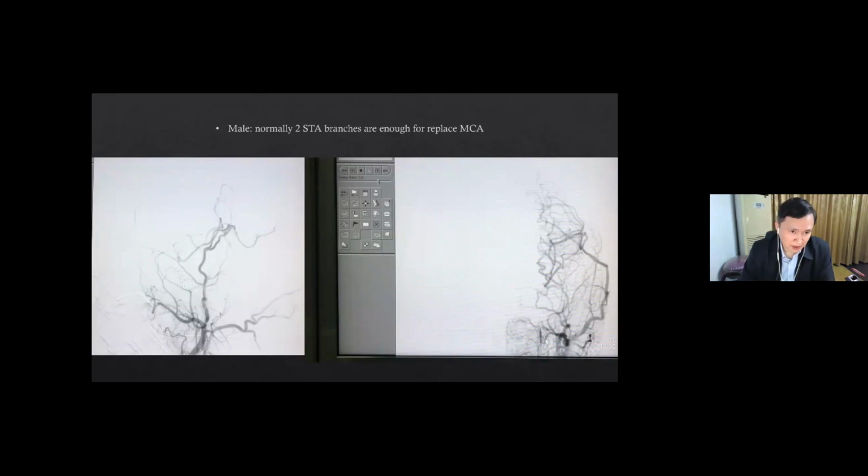So this is a male patient. You can see normally the 2 STA branches are enough to replace the whole MCA territory. You can see the double bypass was all patent, and the blood flow comes to the M2 segment and replaces the whole MCA territory.